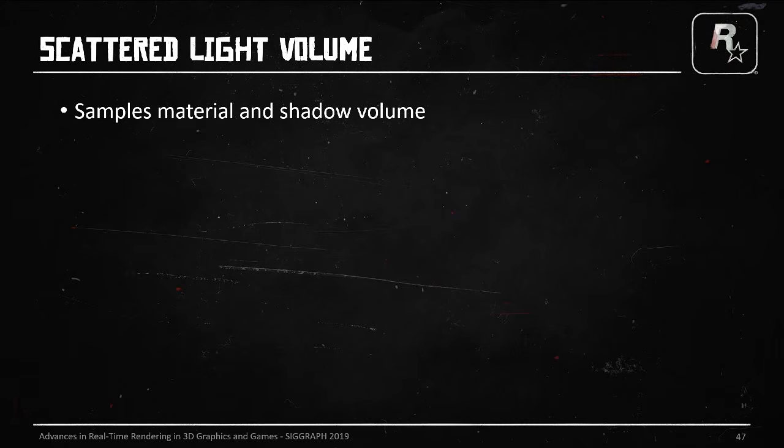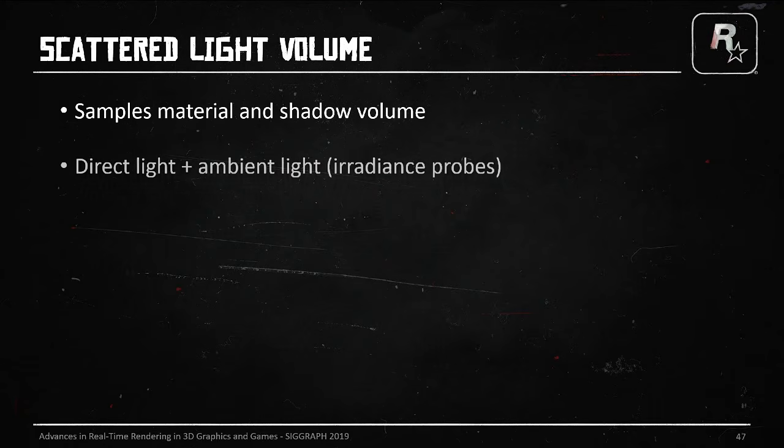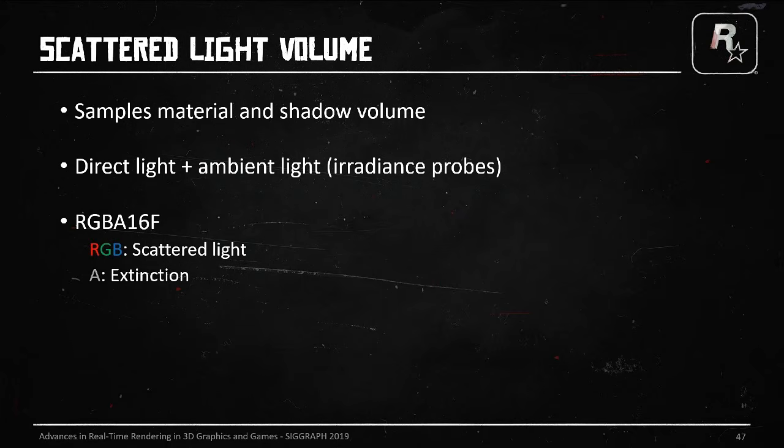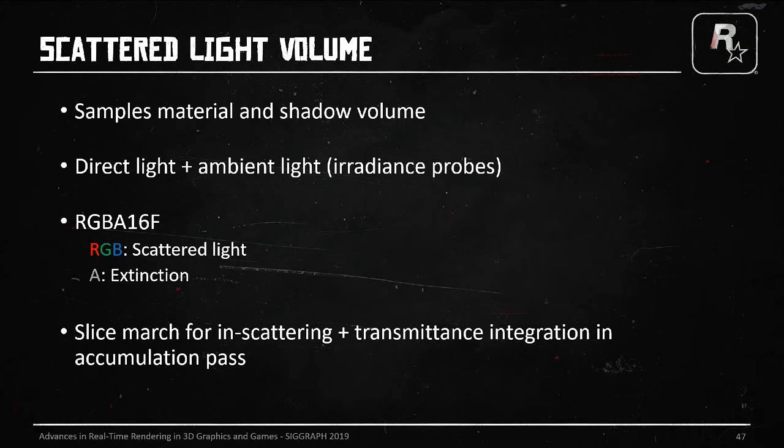The scattered light volume samples both the result of the material volume and the shadow volume pass, and applies all the direct light terms as well as the ambient light from the irradiance probe map. It does that by storing the scattered light in the first 3 channels and takes over the extinction of the material, which we then both sample in a final slice marching pass for the inscattering and transmittance term. And this accumulation volume that we get out of this is then used to sample in both deferred and forward rendering.